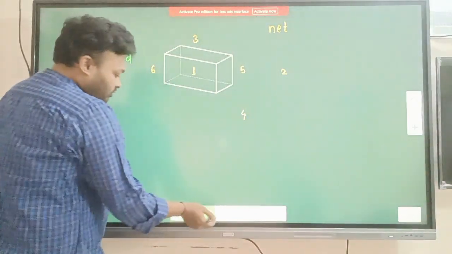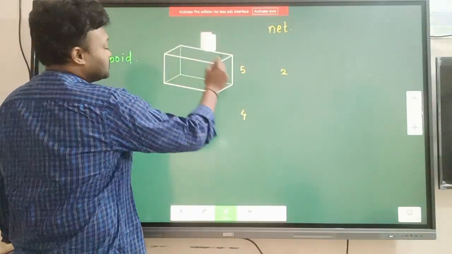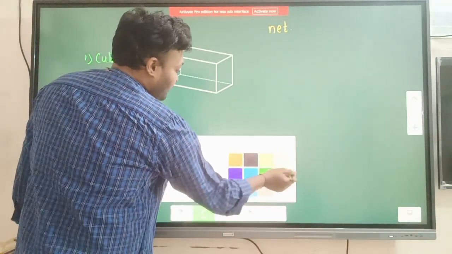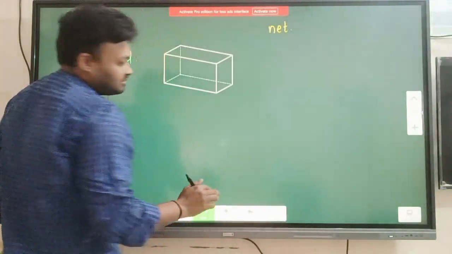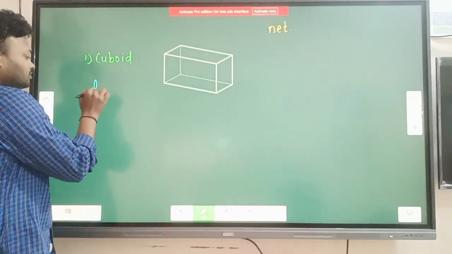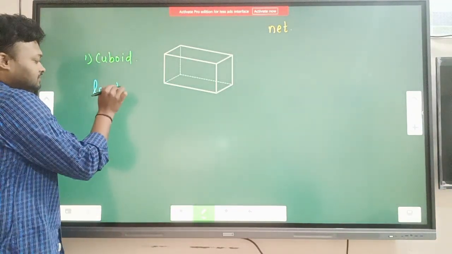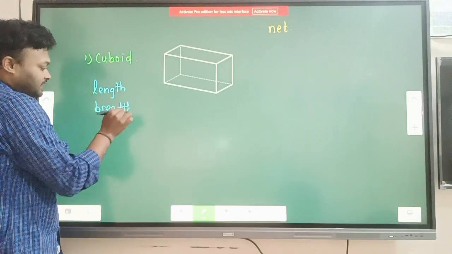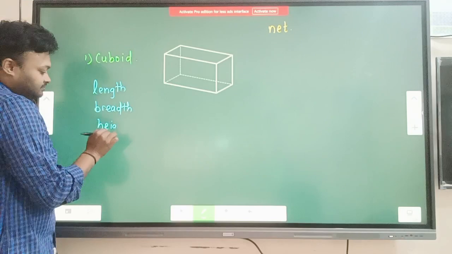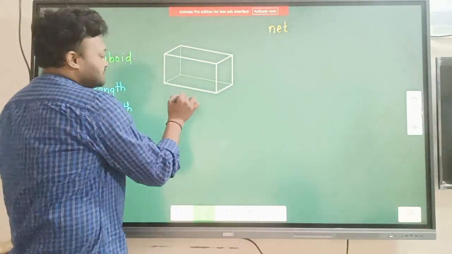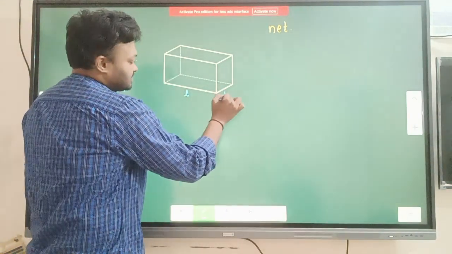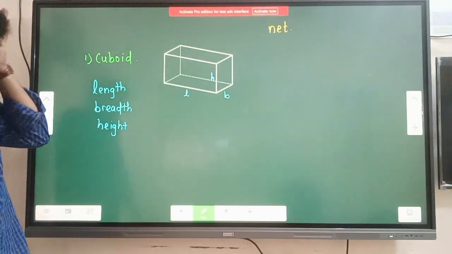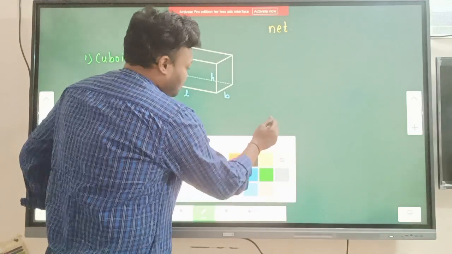So that's it. We have a cylinder, we have a cuboid. Now in the cuboid, what do we have? We have 3 major components: length, breadth, and height. Let us consider this as the length, this as the breadth, and this as the height. Understood?